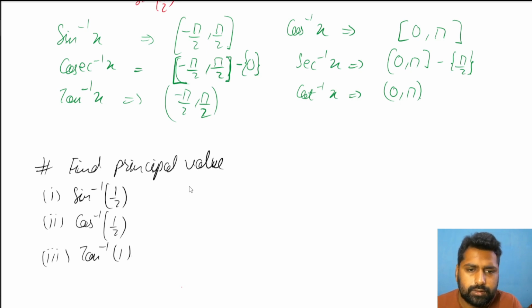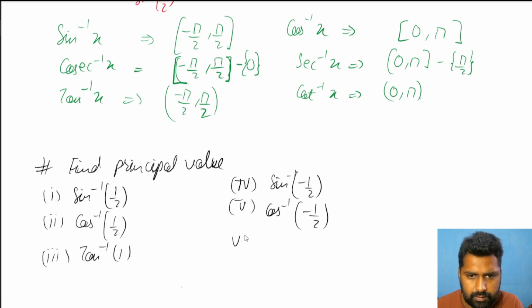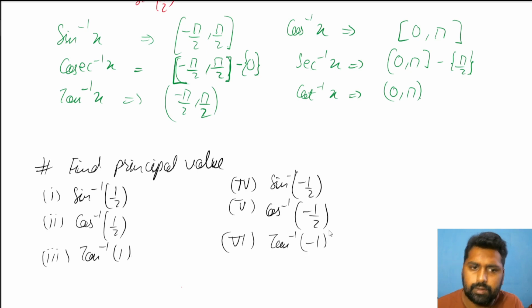Then we'll deal with negative values. Sine inverse minus 1 by 2. Cos inverse minus 1 by 2. Tan inverse minus 1.